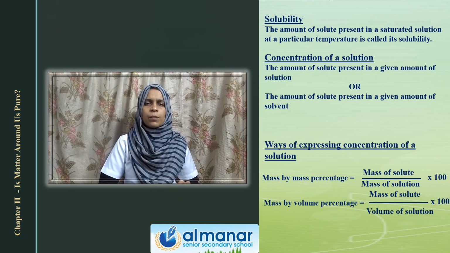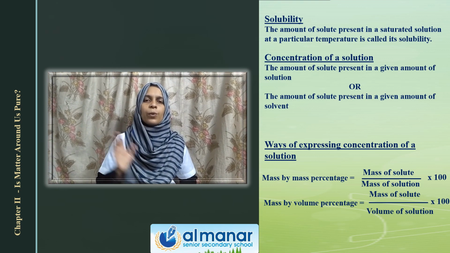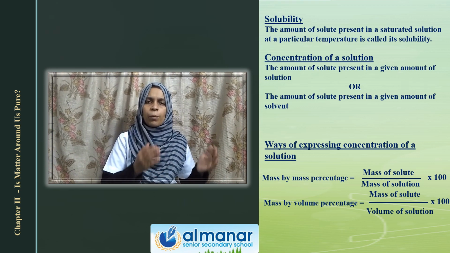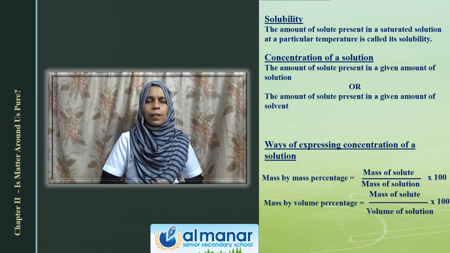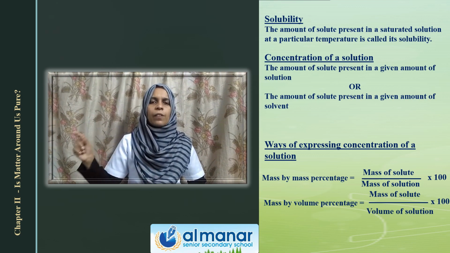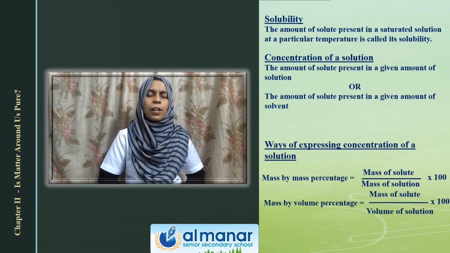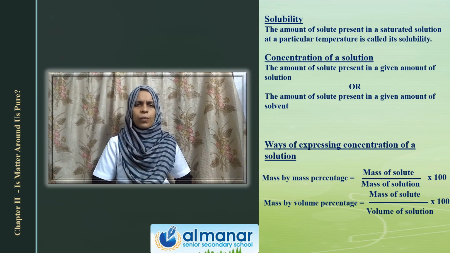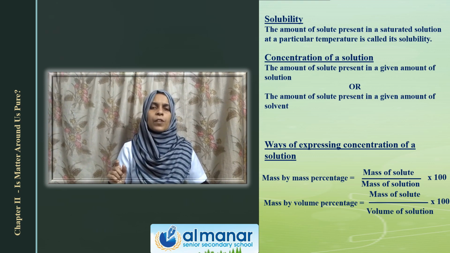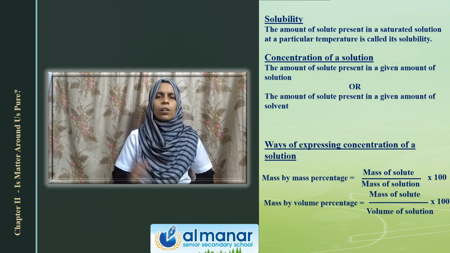Mass by mass percentage means mass of solute divided by mass of solution into 100. Here we are expressing the mass of the solute and solvent in percentage. So we can write mass by mass percentage is equal to mass of solute divided by mass of solution into 100. Next is mass by volume percentage. Then how will you express it? Mass of the solute divided by volume of the solution into 100. This can be in terms of solvent also.